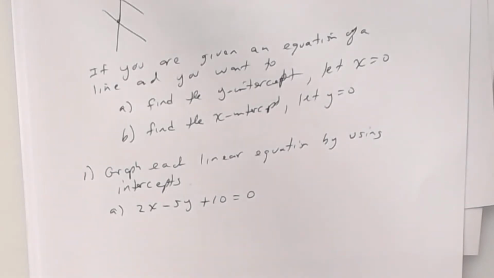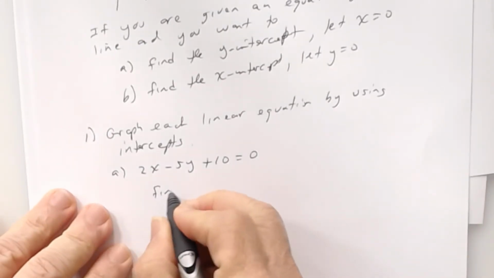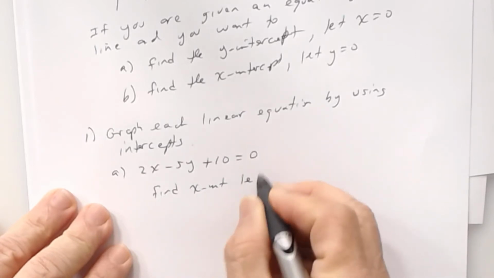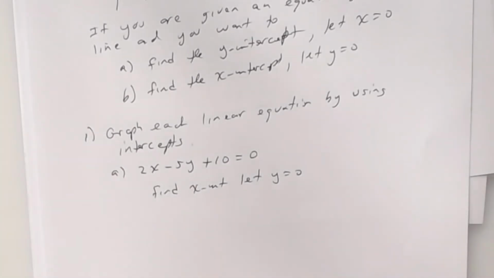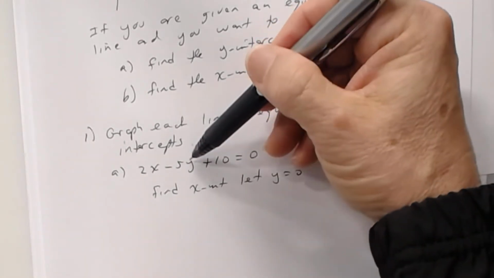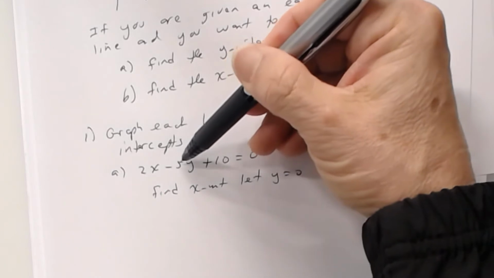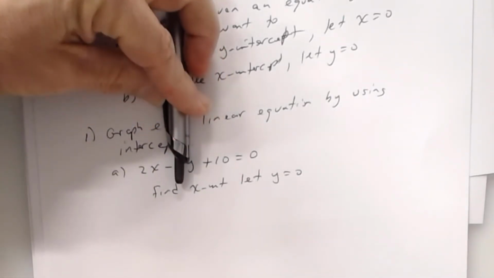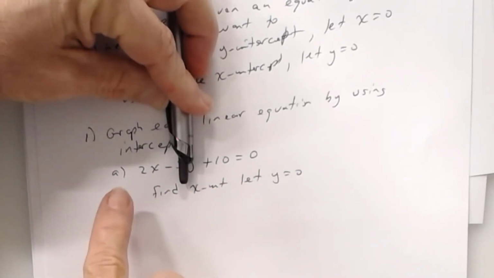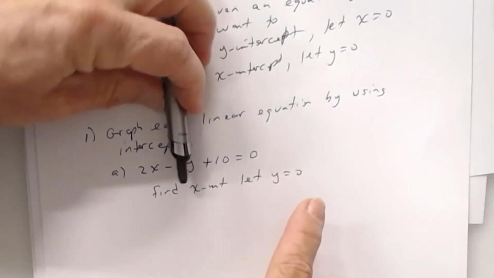All right, so let's find the x-intercept first. If I want to find the x-intercept, you're going to let y equal 0. So the term that has y in it actually becomes 0. Because if y is 0, then negative 5 times 0 is 0. So this term is 0. What equation do you have left? 2x plus 10 equals 0. That's what you have left.